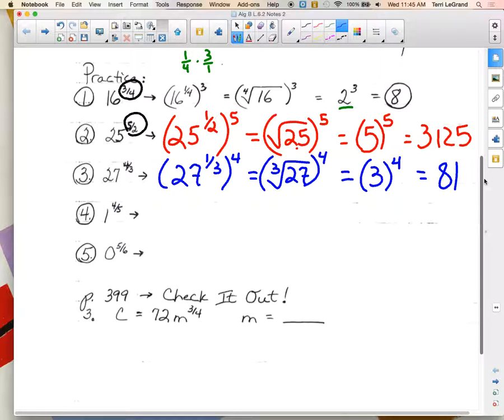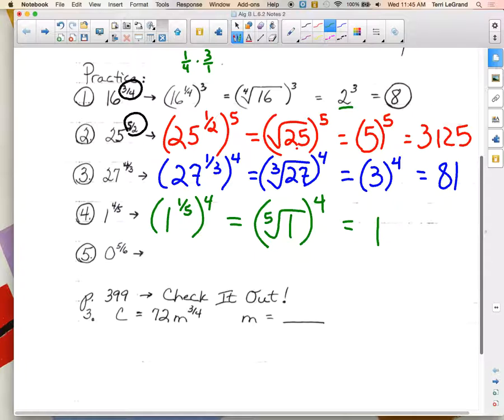Okay, how about number 4? 1 to the 4/5 power. Faith, you tell me how I would rewrite that as a power to a power. 1 to the 1/5 to the 4th power. Okay, which really means 1 to the 1/5 power means find the fifth root of 1. And then what are we going to do with that? To the 4th power. And then the 5th root of 1 is 1. And 1 to the 4th power is 1.